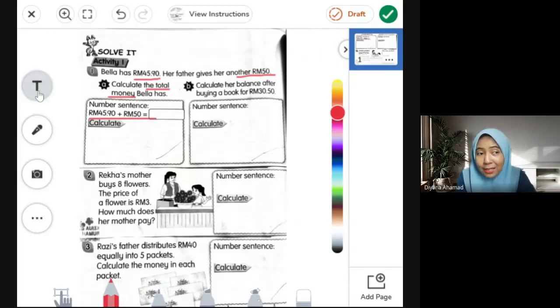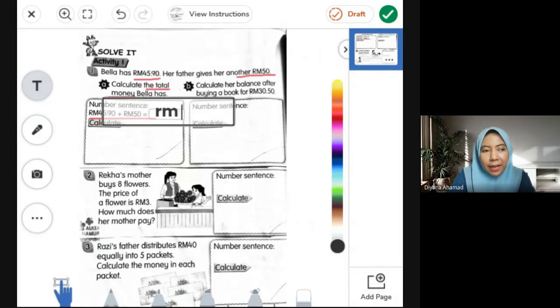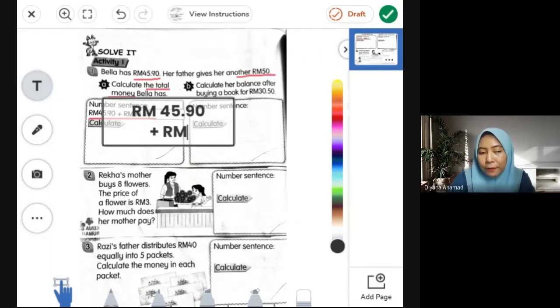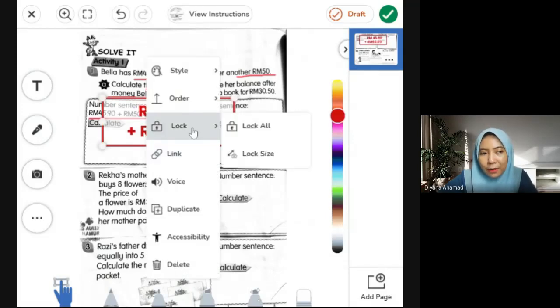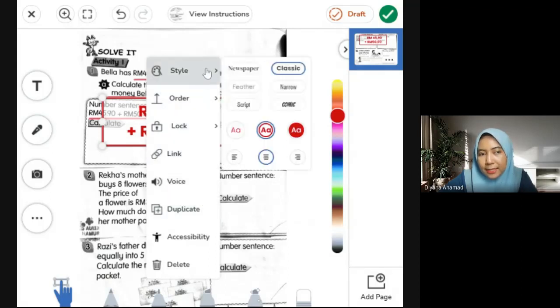So you guys, do it. Okay. So teacher, I put the RM 45 ringgit plus how much? RM 50 ringgit. Teacher, 50 ringgit doesn't have cents at the back. So what do you guys need to do? You need to put 00 by yourself, like that. So the teacher adjusts it, right? So you write with your pencil. Teacher writes like this. Okay, you guys can see on the screen.